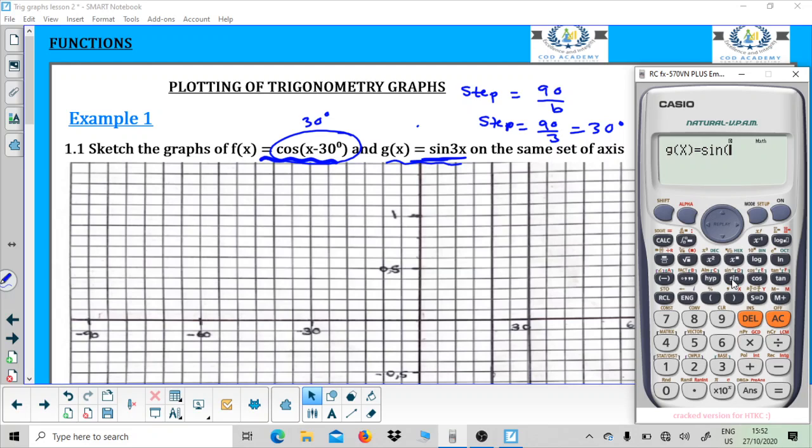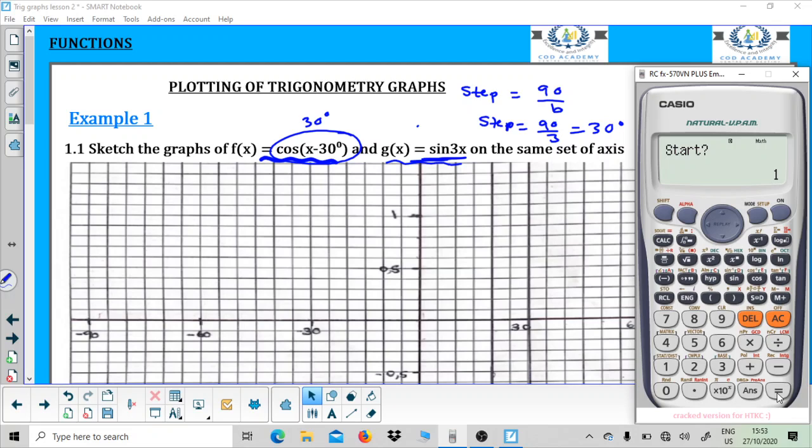So you have to press sine there, and then of course you know there is a 3. So let's just find 3, and we would like to press x. So you press alpha again and press the close bracket, and that is what we have for our g(x). What you then have to do is to press your equal sign.